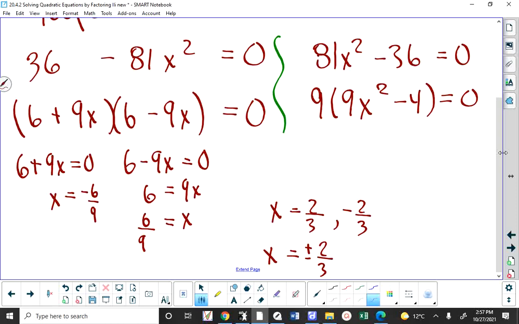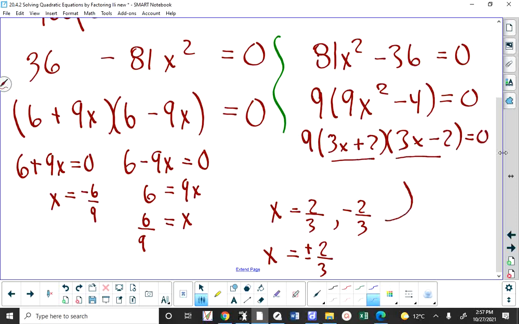Is this still a difference of squares? If I set each of these factors equal to 0, boom, I get to the answer right away. I don't have to reduce 6 over 9 down. Any questions with F?